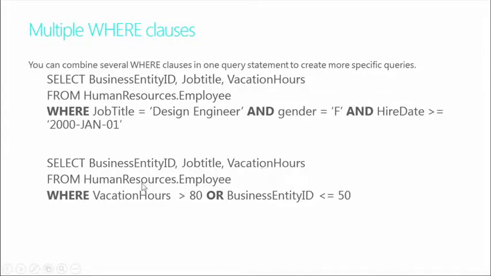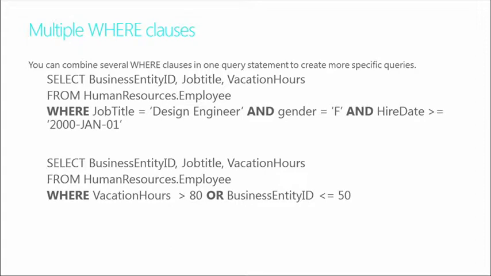So the next one, instead of using an and clause, we're using an or clause here. Select business entity ID, job title, vacation hours from the same table, where vacation hours is greater than 80, or, so it could be anybody has more than 80 hours available to them, or their business entity ID is less than 50. So pretty much I'm going to get everybody 1 through 50. And then anybody else that has more vacation hours than 80 hours are also going to be displayed.